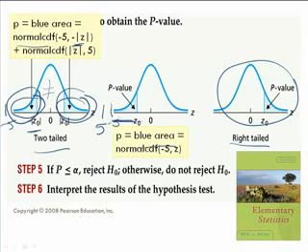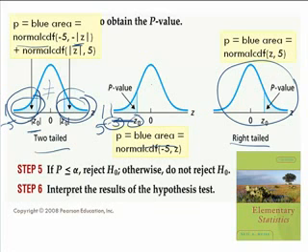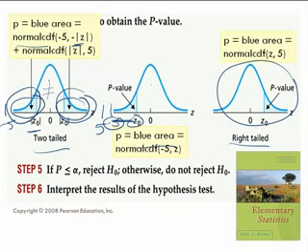For the left-tailed test, it turns out that the p-value is the area under the curve that's between -5 and z, and as you might expect, for the right-tailed test, the p-value is the area under the curve between z and +5, which we can find with the normal CDF function.